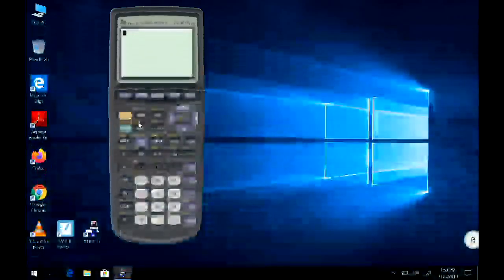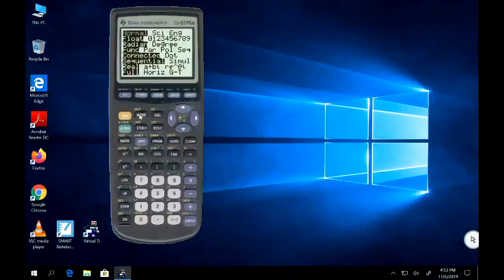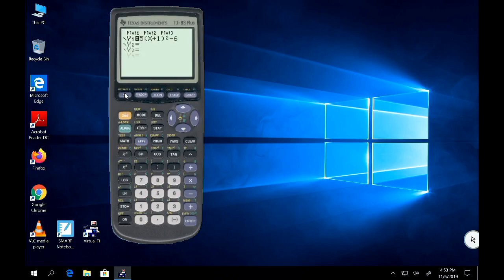Okay, so let me check my mode because I was doing stuff with another class today. Radians, we need it to be in function. Second, quit. All right, so y is equal to, get rid of that, and go put in what you have. 2x squared. Then put in plus 9x minus 5.